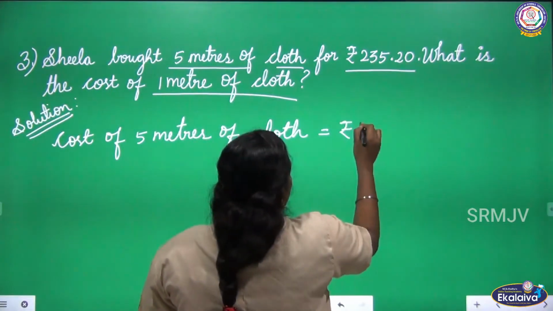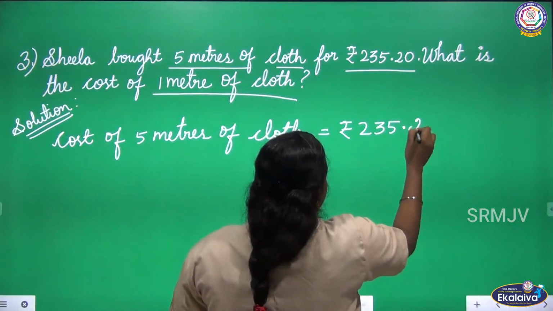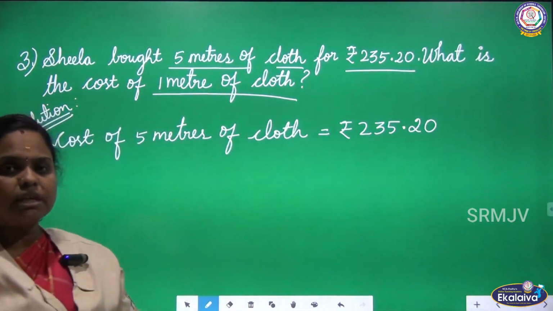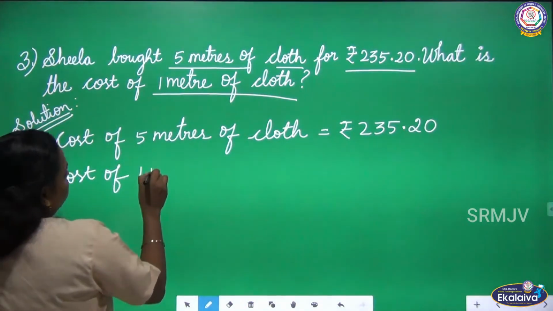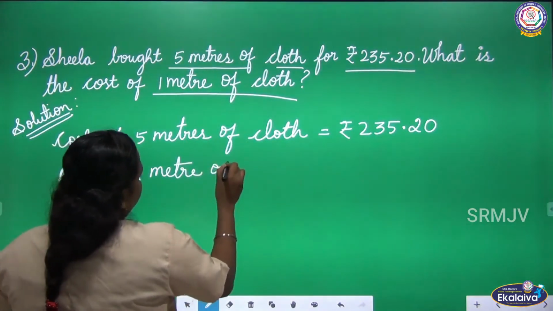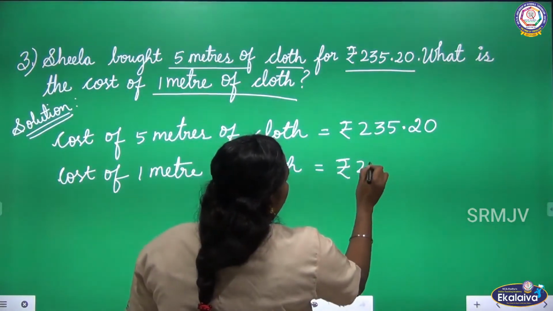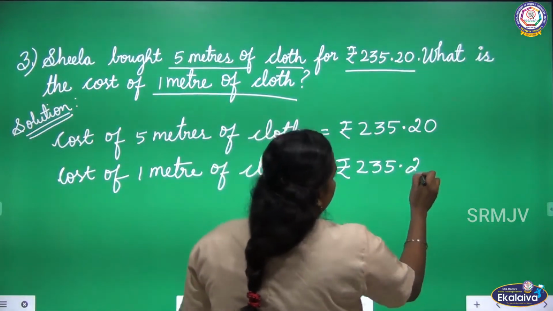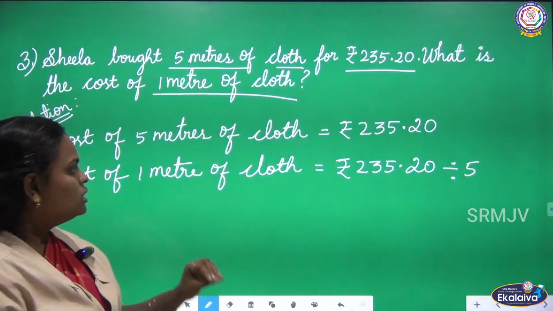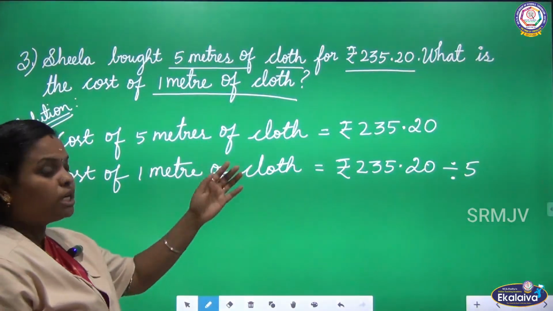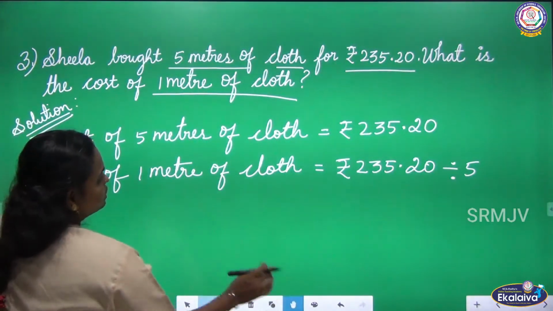rupees 235 rupees 20 paise. So what are we going to find out? Cost of 1 meter of cloth. So cost of 1 meter of cloth equal to, we are going to divide 235 rupees 20 paise divided by 5. So they have given the amount for 5 meters of cloth, they are asking 1 meter of cloth. So if you divide 235 rupees 20 paise by 5, then you will get the answer.